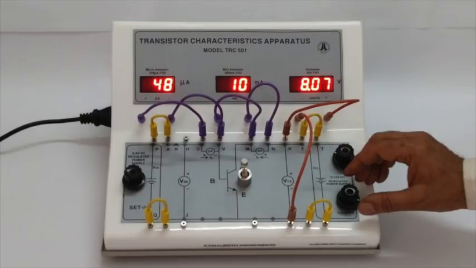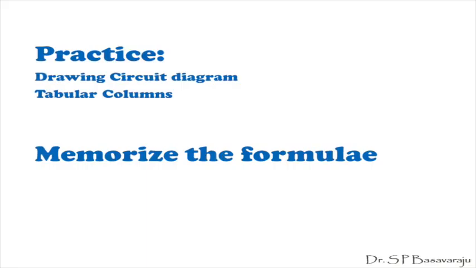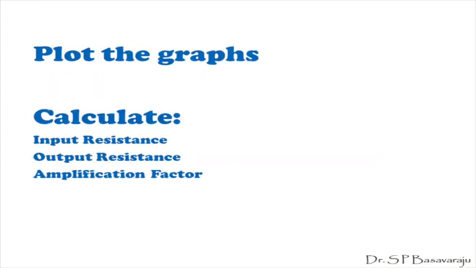Then by plotting the I versus V for both the cases in the graph, you get the input and output characteristic curves. As preparation for the examination, practice drawing the circuit diagram and tabular columns and memorize the formulae. Also plot the graphs by taking the values from your practical record. Further calculate the input resistance from the input characteristic curve, and then the output resistance and the amplification factor from the output characteristic curves. That's about your preparation.